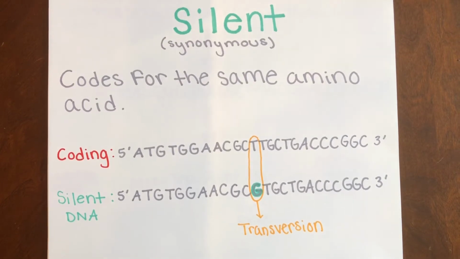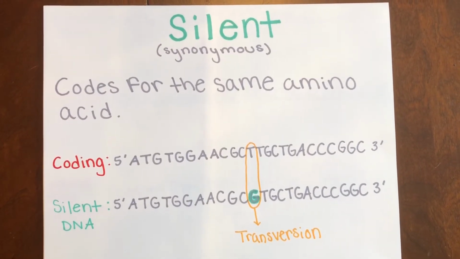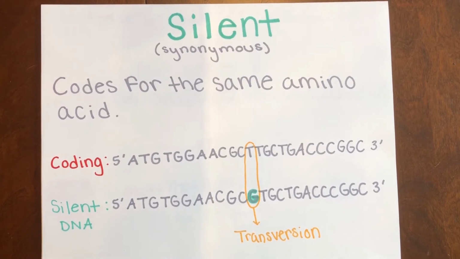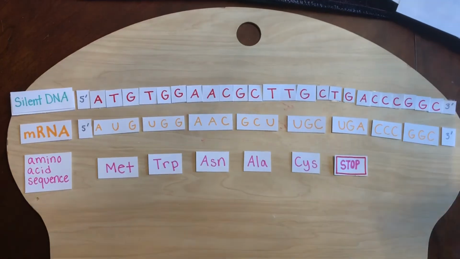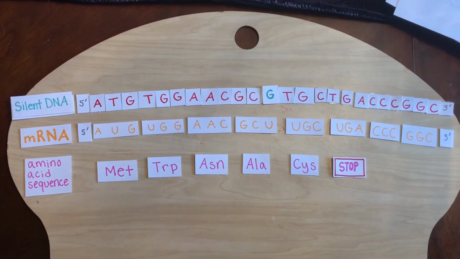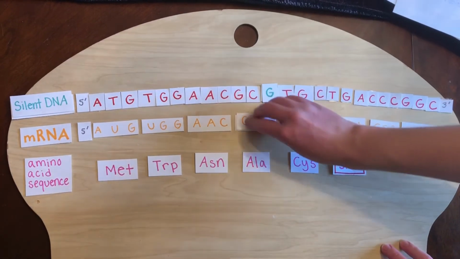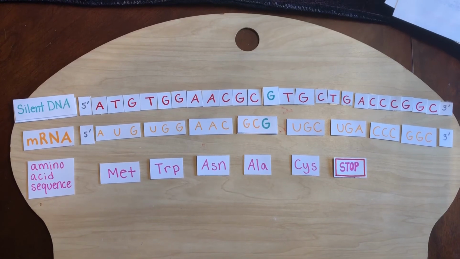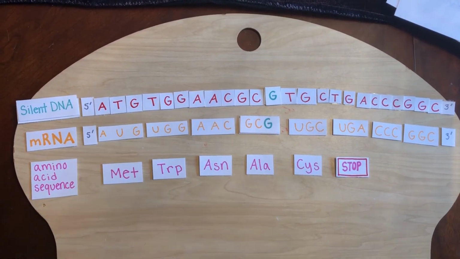Next is the silent point mutation, in which the substituted base still codes for the same amino acid. Let's substitute the third thymine from the original coding strand with a guanine base, a transversion. This point mutation changes the resulting mRNA strand by changing GCU to GCG. But it does not change the amino acid sequence because GCU and GCG both code for alanine.